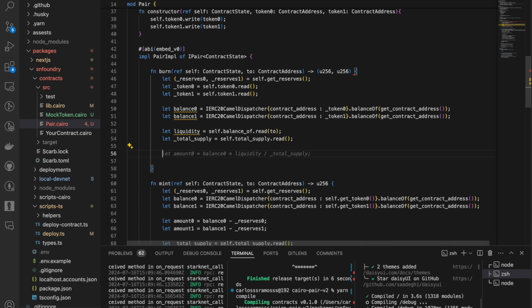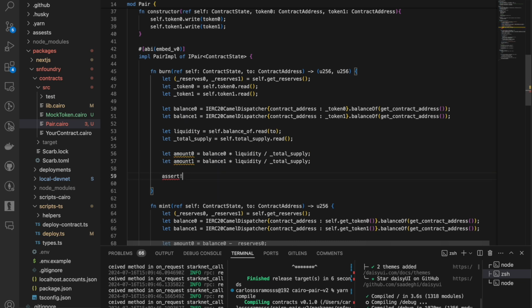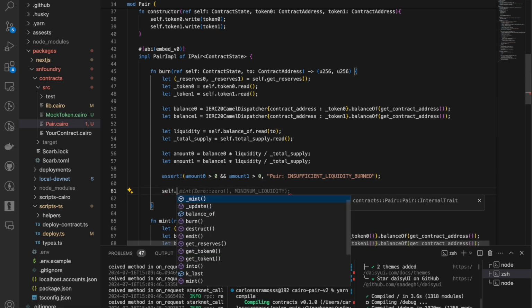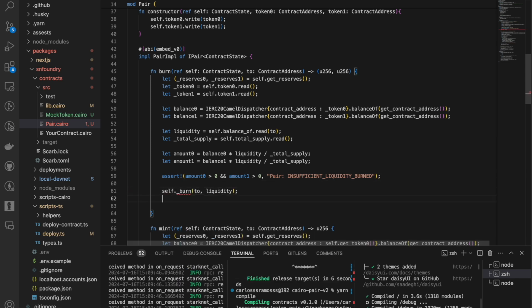And then we're going to calculate the proportions of both tokens compared to the liquidity that is being burned and the total supply. And finally, we have to assert that these 2 amounts are greater than 0, otherwise we're not burning enough liquidity. Finally, we do our internal function burn, which we don't have yet. And at the end, we transfer the tokens to the caller.